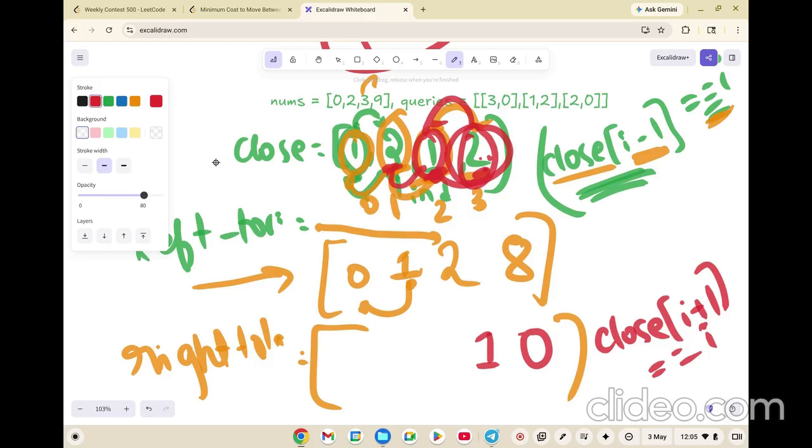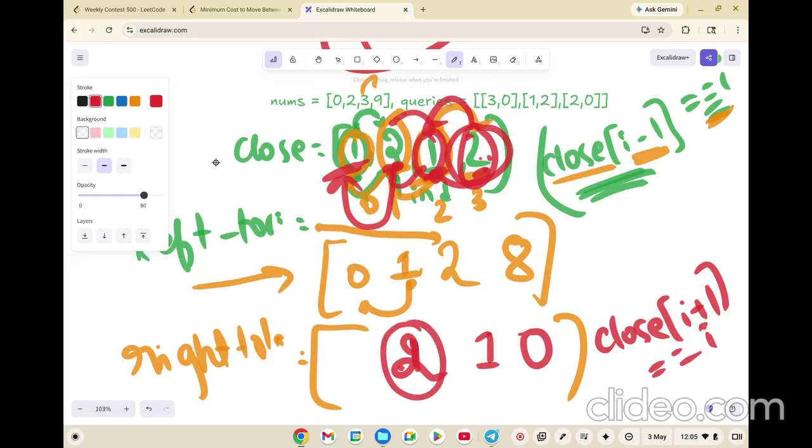Now, why are we doing this? Because if you look at the time constraints of the problem, it says that nums.length can be 10 to the power 5 and queries.length will also be up to 10 to the power 5. So you need to write a solution of O of 1 for every query so that you don't get a TLE, right? You can't calculate every time for each and every query, right?